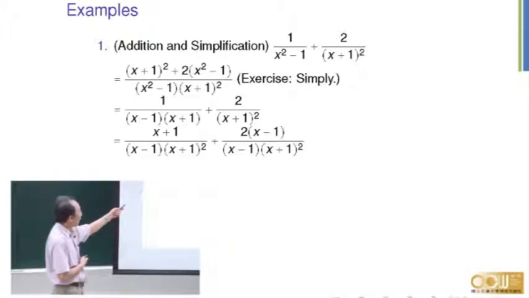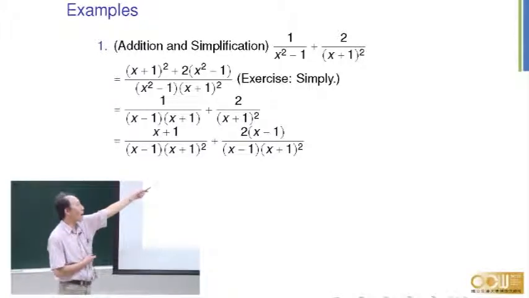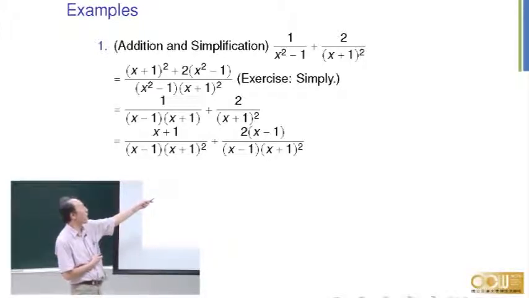Here, I'm going to use a different kind of technique. First, I factorize the first denominator, x squared minus 1, which becomes x minus 1 times x plus 1.